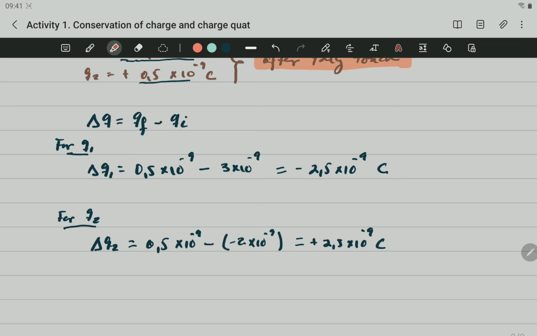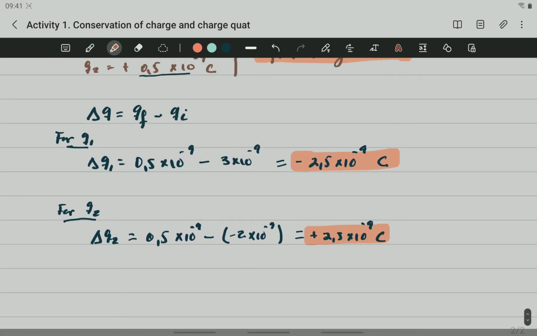You can see that the final answer is the same. The change in charge is the same. One is positive and one is negative. The negative one is because it acquired more electrons than before, and the one that is positive is because it loses electrons. I just don't want you to be confused: you don't have to do both. You calculate for either of them. And then using this one, you may calculate the number of electrons that were transferred with the same formula of charge quantization. So let's do it here for Q1.